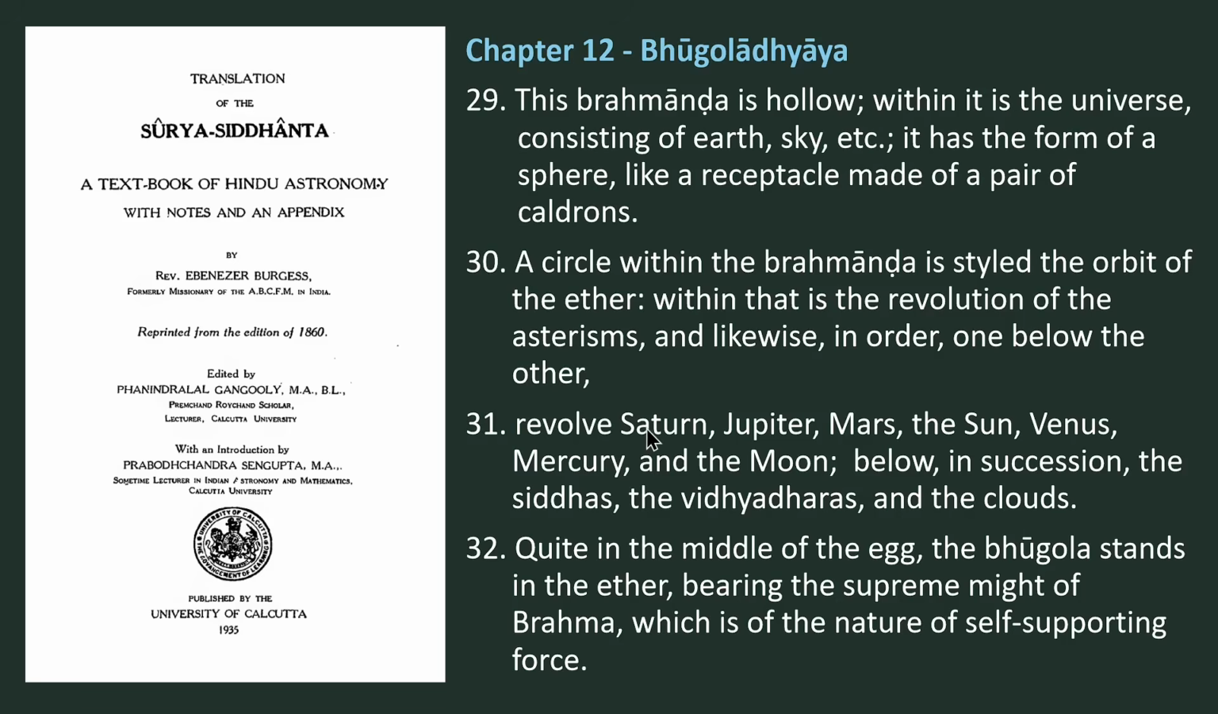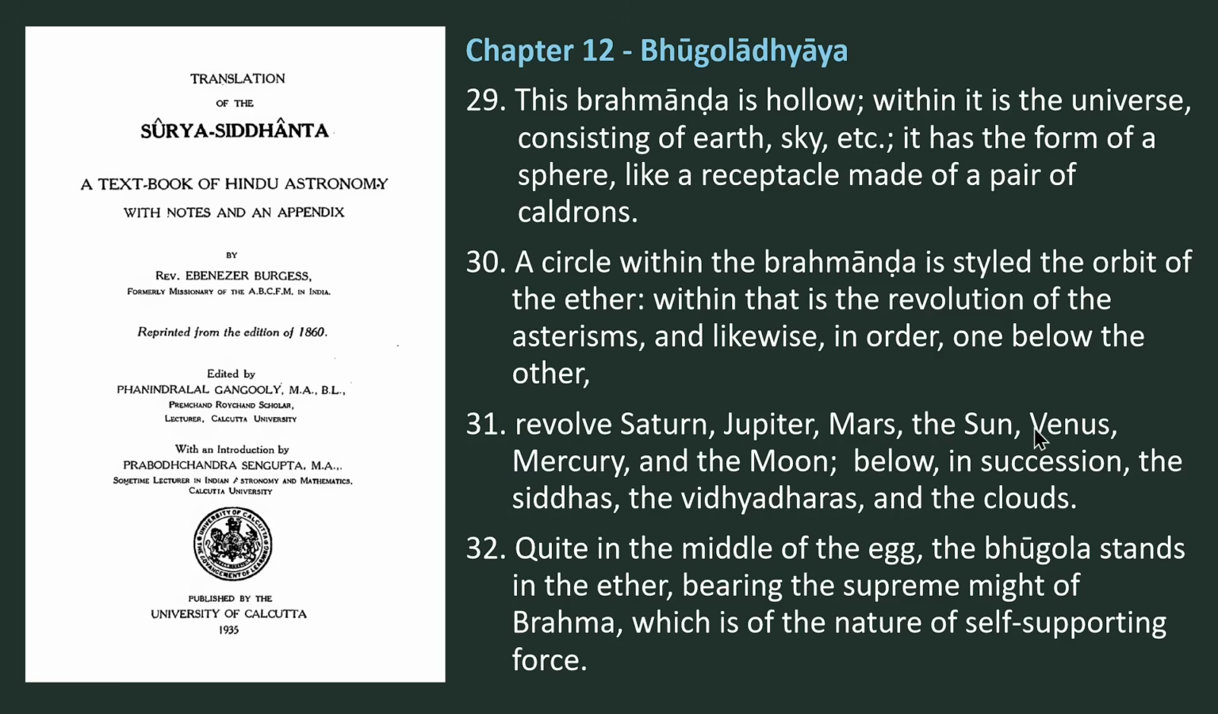So Saturn is far away from the Earth, Moon is closest to the Earth, and this is the order of all the others. And below in succession, the Siddha, the Vidyadharas, and the clouds. Now, if you look at this order, Saturn, Jupiter, Mars, absolutely fine, no problem at all. Moon is also the closest to the Earth. In fact, it indeed orbits the Earth, no problem at all.